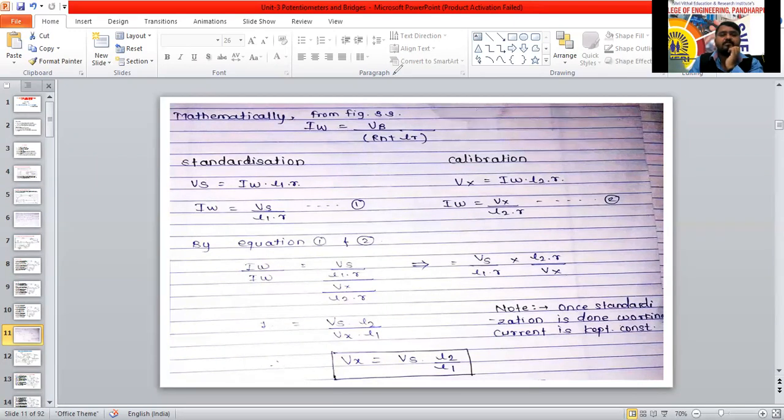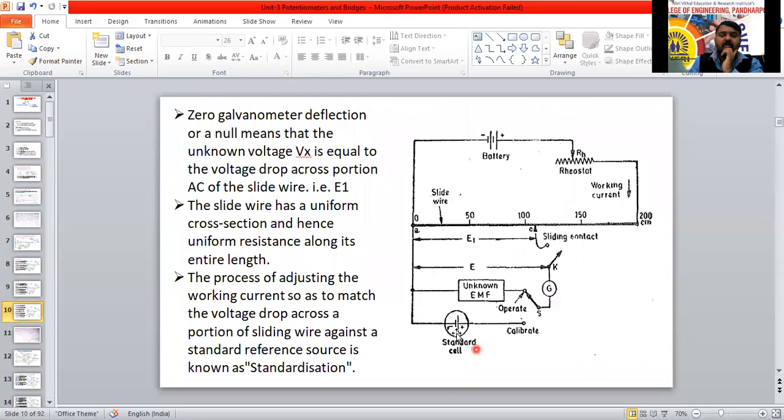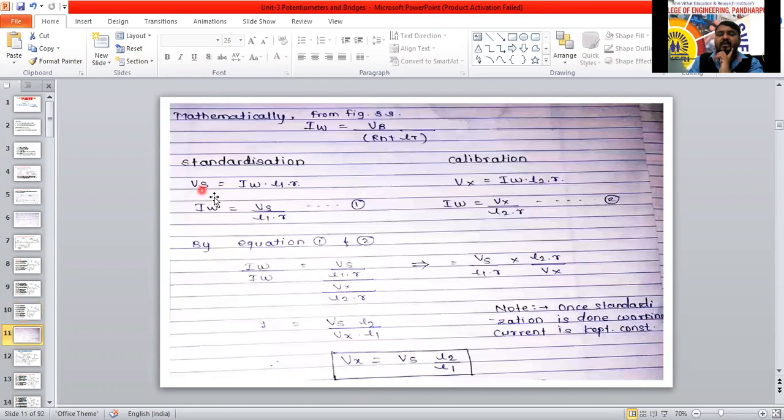Spotlight I will take. Here the standard cell is there. This standard cell I will consider as Vs. The unknown voltage I will consider as Vx. So for the standardization, Vs equal to IW L1R.